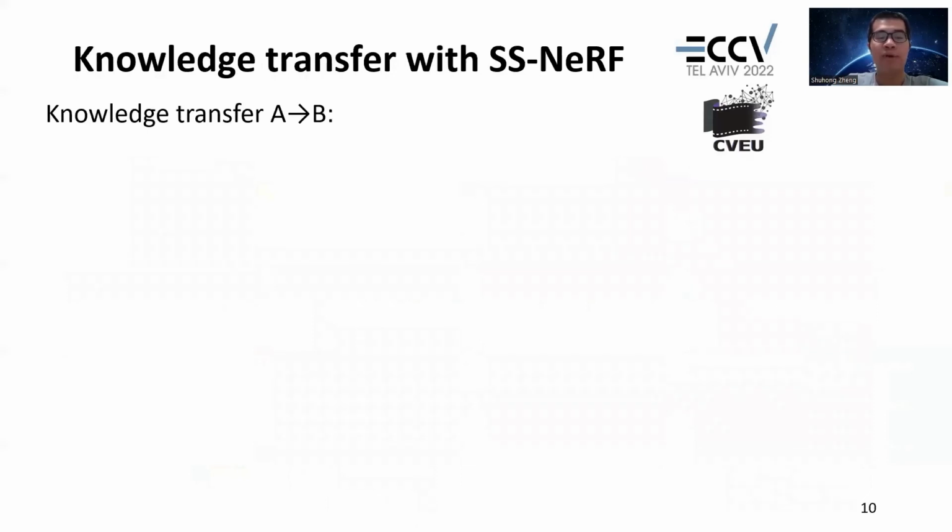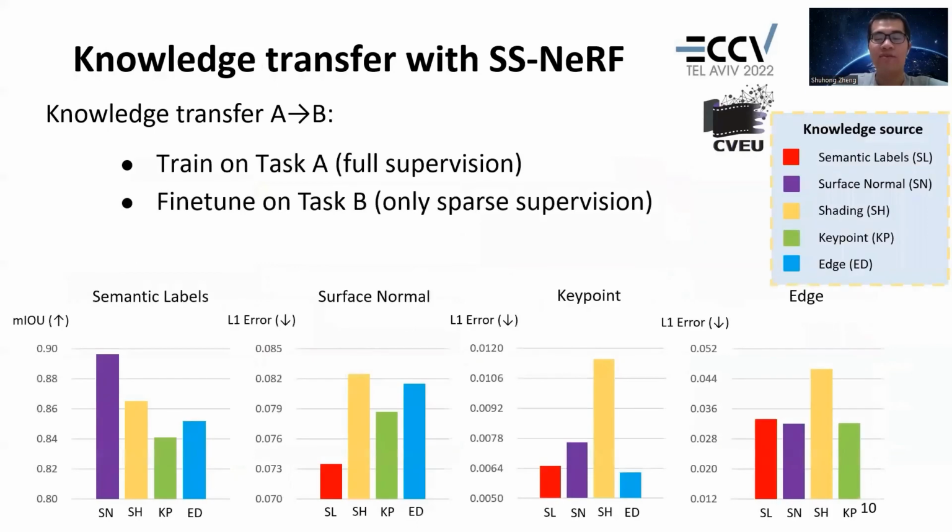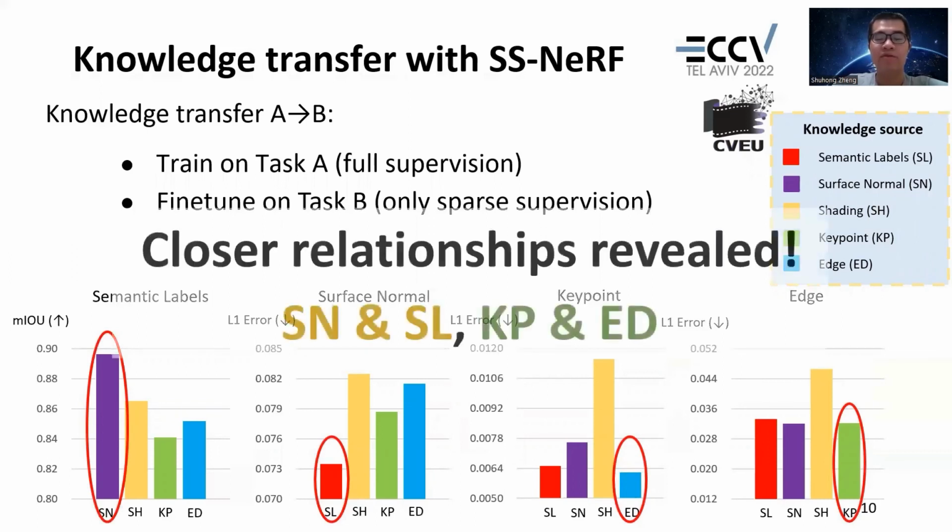Next, we explore the relationships of our chosen tasks via transfer learning. In our experiments, knowledge transfer from A to B means we first train our model on task A with full supervision, then fine-tune it on task B with only sparse supervision. The chart shows the transfer learning results. From the highlighted parts, it reveals that some tasks are more related than others. For example, surface normal and semantic labels are more closely related, as are edge and key point.